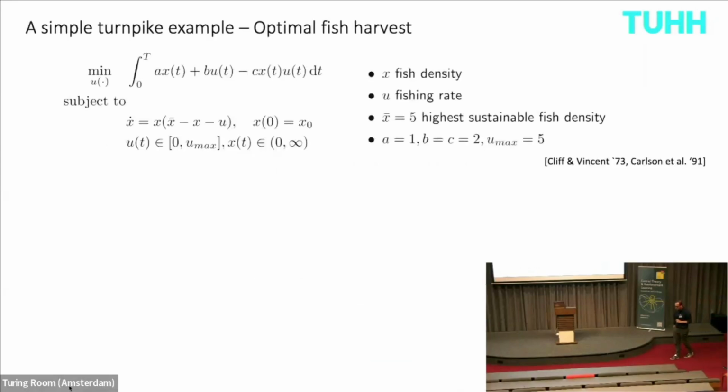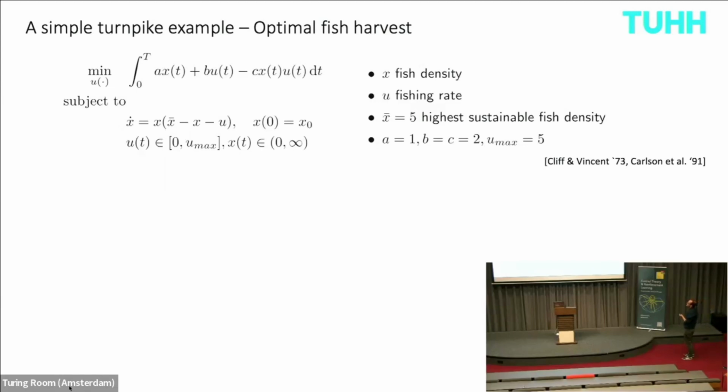So to explain what a turnpike property is, I have here an optimal control problem. It's about fishing in a pond, in a reservoir. X describes the fish density in this reservoir. U is the fishing rate. If you look at this model and feel like, oh, that very much looks like a logistic function, then you're absolutely right, because that's effectively just a logistic function. There's some extra input for the fishing rate, and this is our objective.